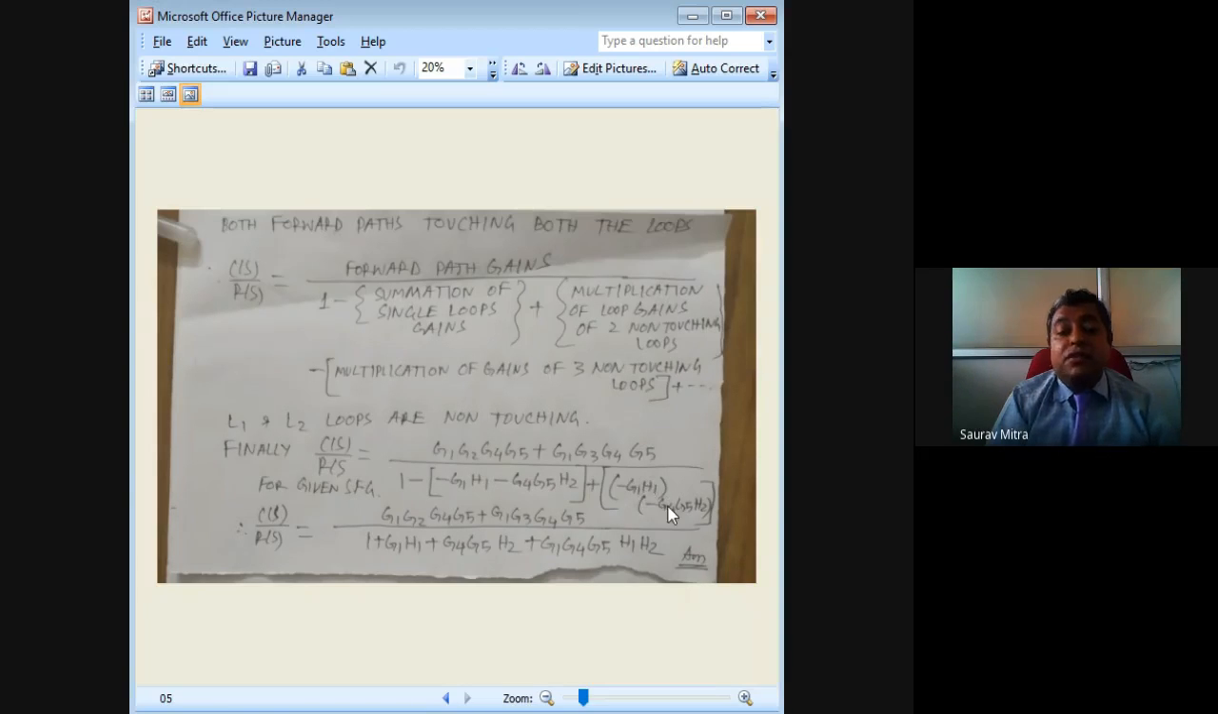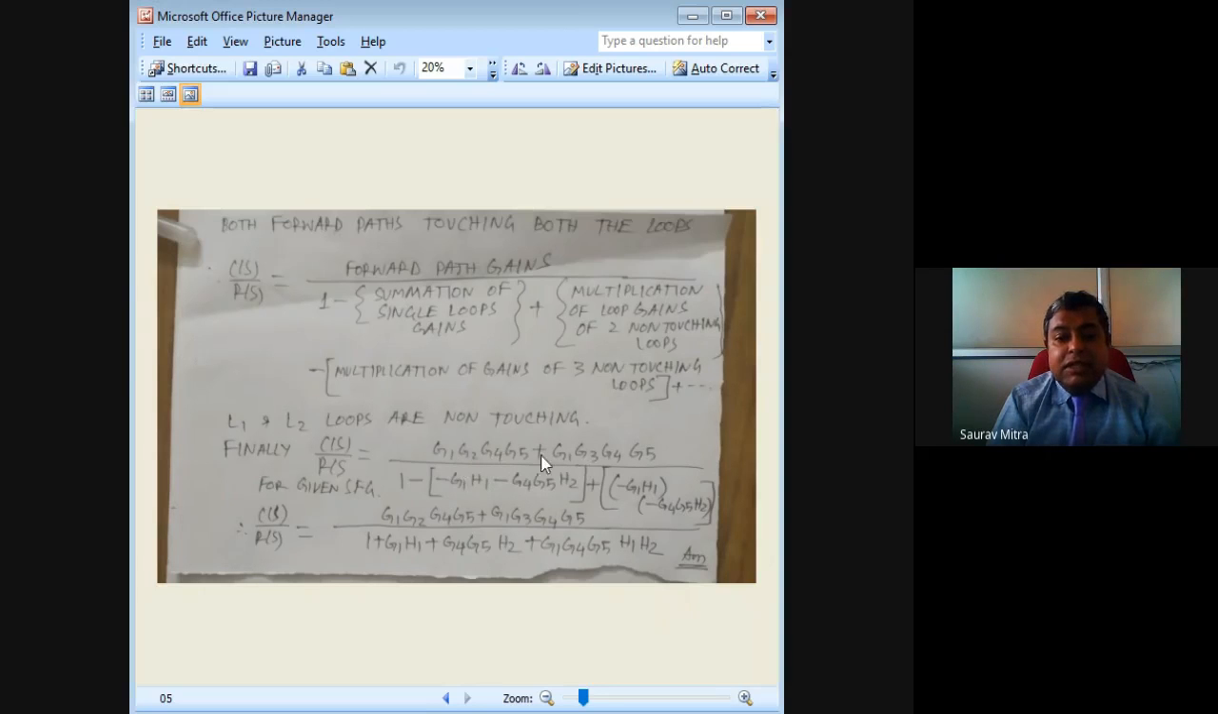Plus multiplication of single loop gains which are non-touching. So there are two loops which are non-touching. First one is minus G1 H1, second loop is minus G4 G5 H2. So multiplication of that, minus multiplication of gain of three non-touching loops. If there is any system where there are three non-touching loops, then minus of the gain of all those three loops, you have to multiply the loop gains. But the three non-touching loop case is not here. Only two non-touching loops we are having.